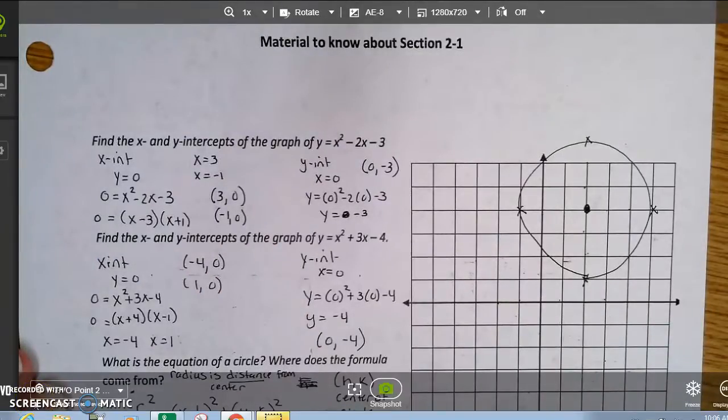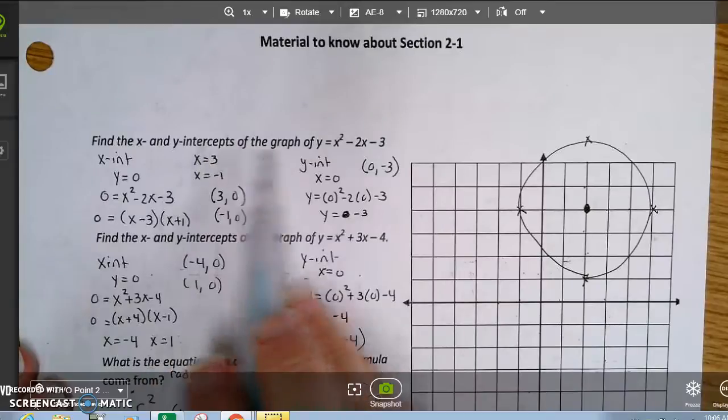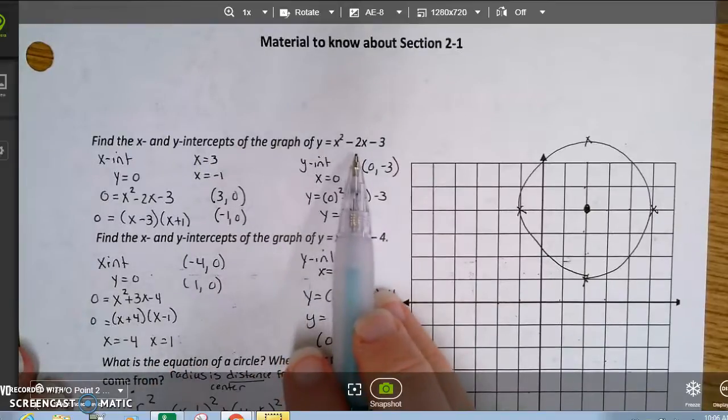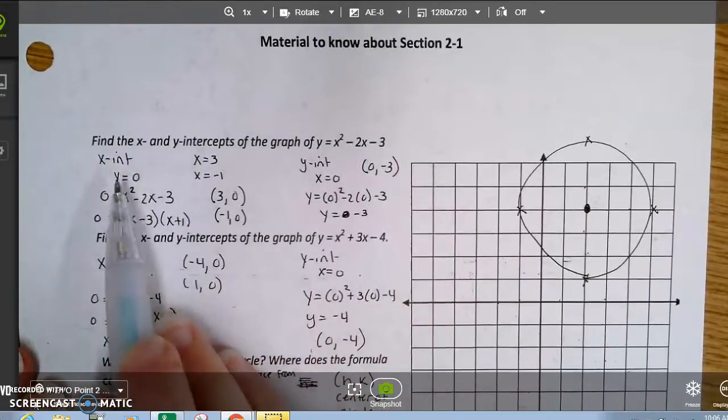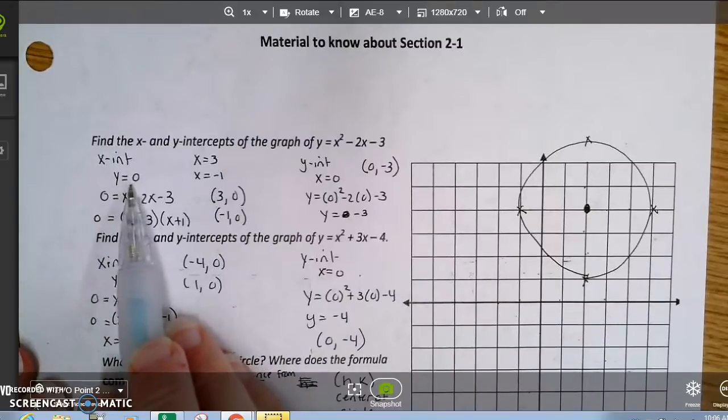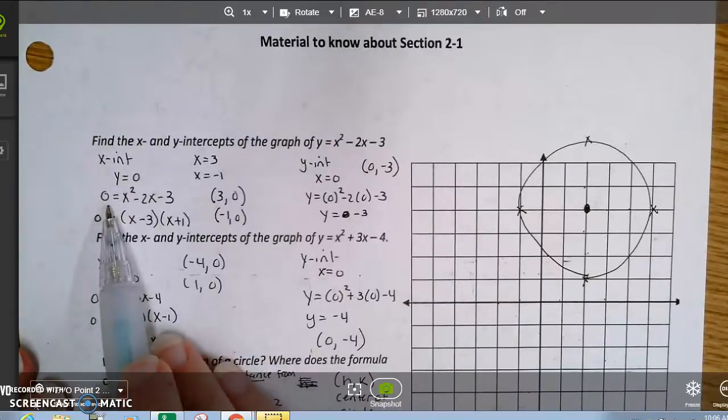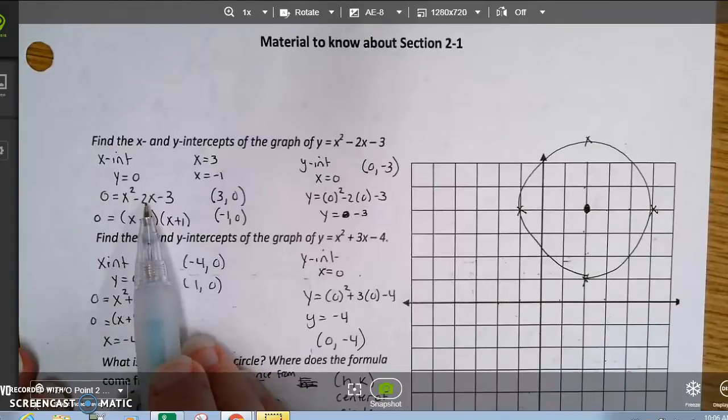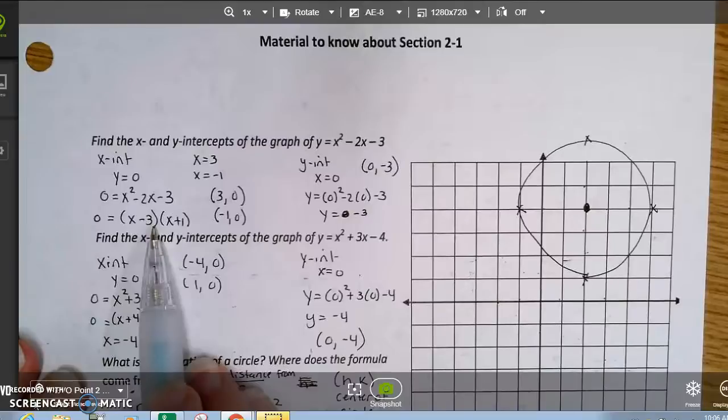Alright, so these are the notes on section 2.1. So we're starting off with, first of all, finding the x-intercepts and the y-intercepts, and we have a quadratic problem here. So to find x-intercepts, we're going to set y equal to 0. When we set y equal to 0, we basically have a problem we have to factor. So either we have to factor it or we have to use the quadratic formula to find the roots.